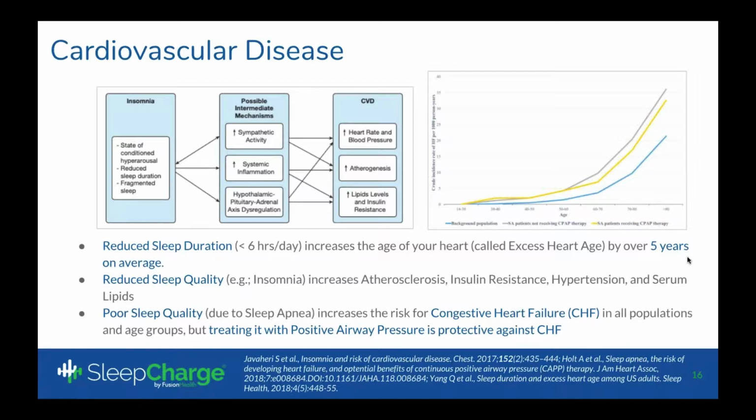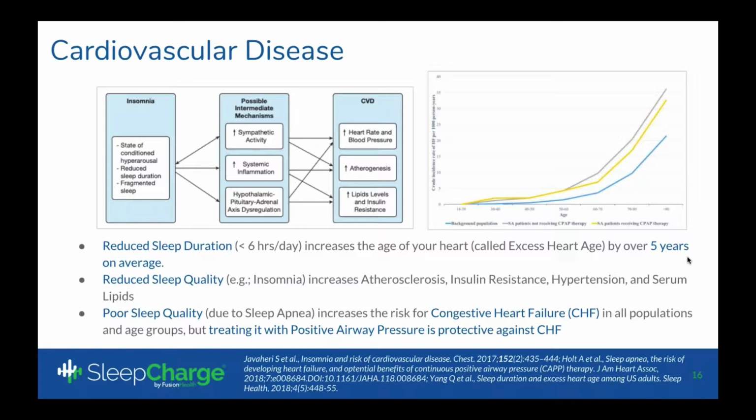Absolutely well established also are specific sleep quality problems like insomnia and their relationship with cardiovascular disease. And you see on the image there with the blue boxes that insomnia itself leads to atherosclerosis. It leads to insulin resistance and hypertension and serum lipid levels that are elevated. These all increase your risk for cardiovascular disease. And of course, sleep apnea as well. We know there is an increased risk for congestive heart failure, one of the worst outcomes in terms of cardiovascular disease, due to sleep apnea.